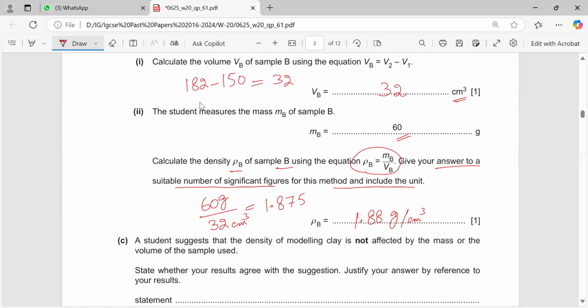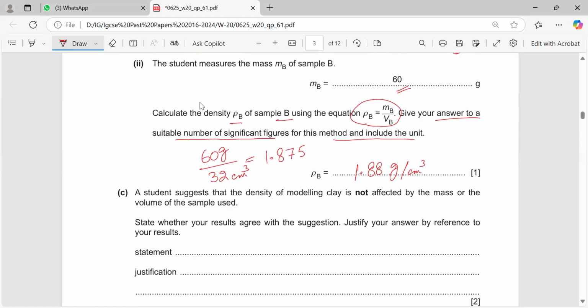Now, a student suggests that the density of the modeling clay is not affected by the mass or the volume of the sample used. Whether your results agree with this suggestion, justify your answer by reference to your results.